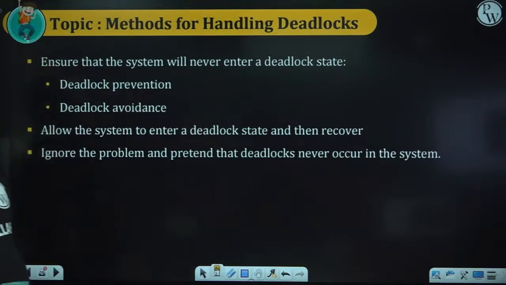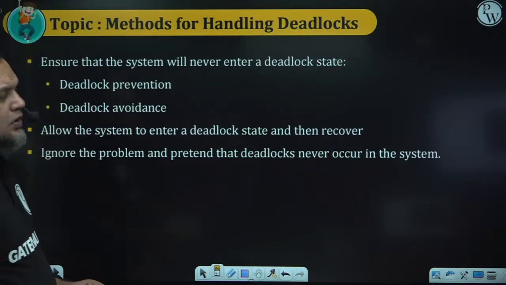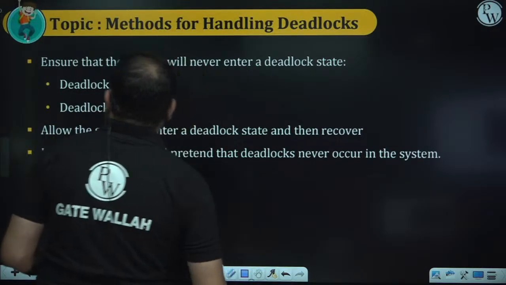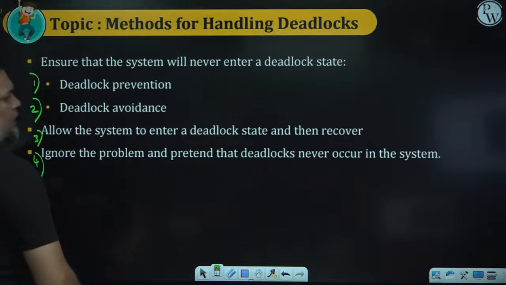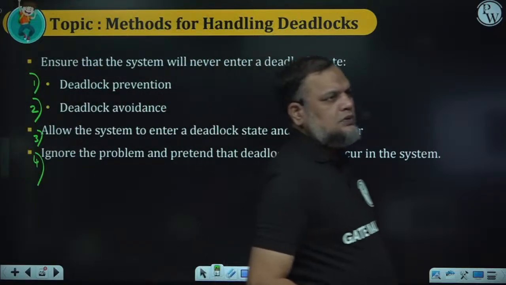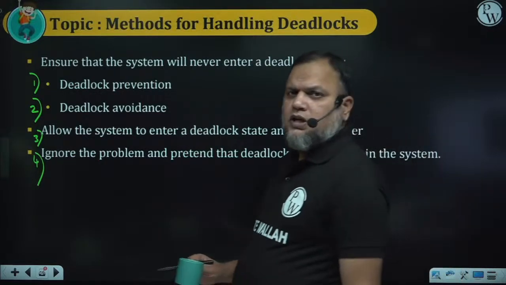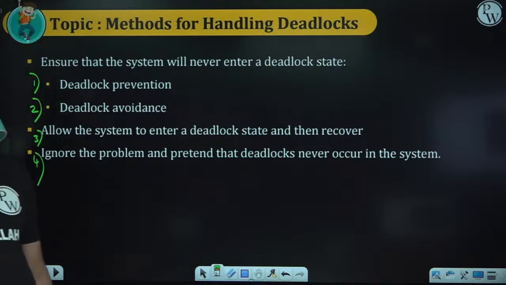Okay, next we'll go on to the strategies, methods for dealing with deadlock. Boys and girls, lot of problems have been asked in earlier papers based on methods or strategies, right? So important ones I'm highlighting here: number 1, number 2, number 3, number 4. 4 strategies: deadlock prevention, deadlock avoidance, and third is deadlock detection and recovery, and fourth one is deadlock ignorance.